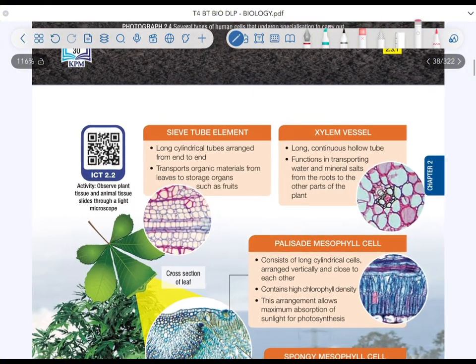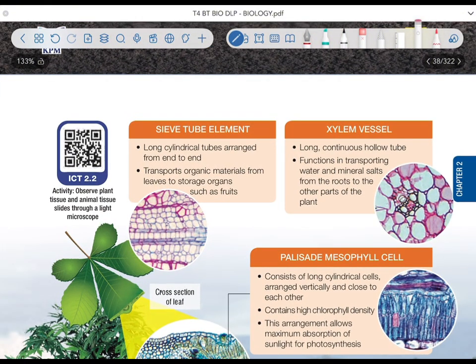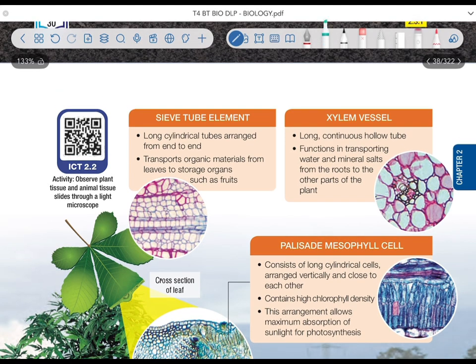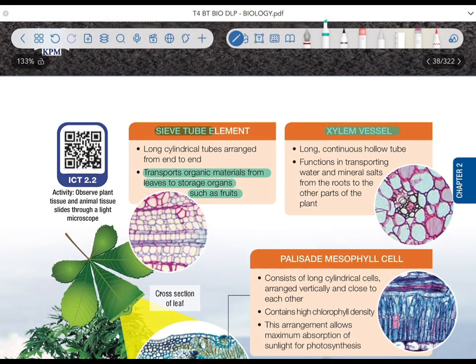Next, we are going to look at some of the specialized cells in plants. The first one is the sieve tube element. The sieve tube transports organic materials from the leaf to storage organs such as fruits. And next, the xylem vessel. It is a long and continuous hollow tube. Since it is hollow, it can transport water and mineral salts from the roots to the other parts of the plant.